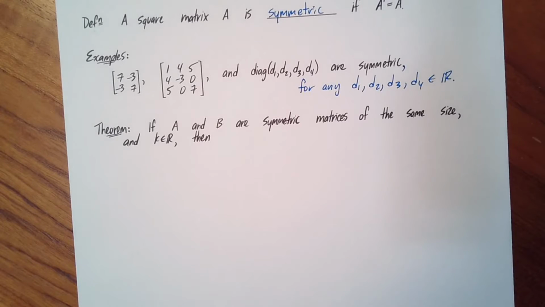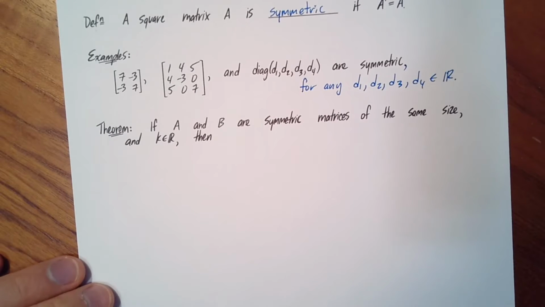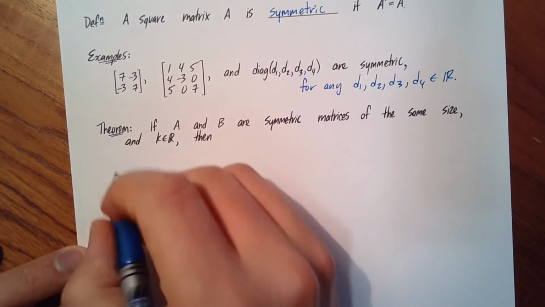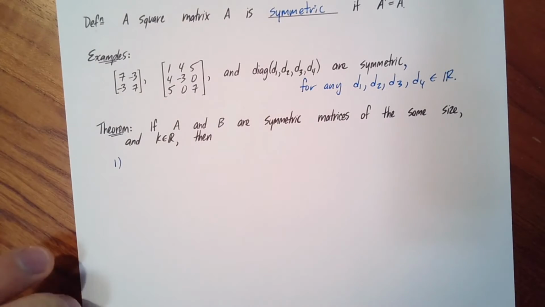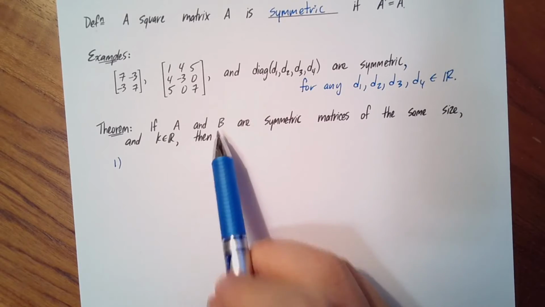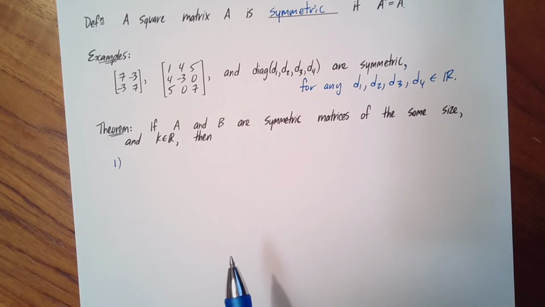Okay, the last thing we're going to discuss is now a theorem, which just makes some statements about symmetric matrices. Some of them are obvious and some of them are not obvious. Okay, so theorem. The first one says that if A and B are symmetric matrices of the same size, and K is any scalar, then, well, there's 5 statements that we're going to write down.